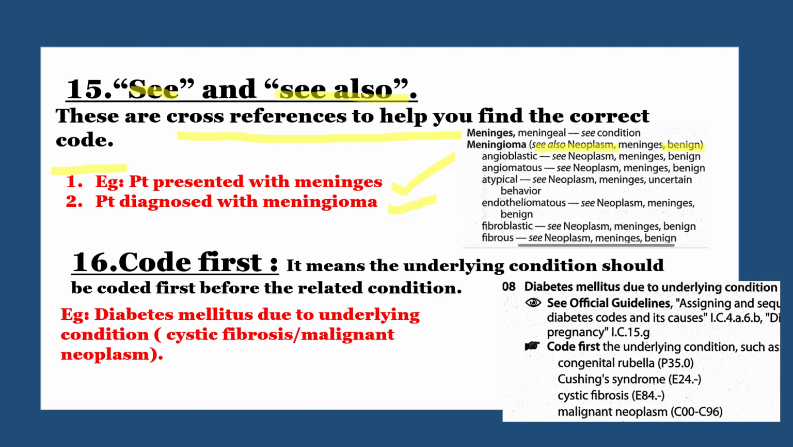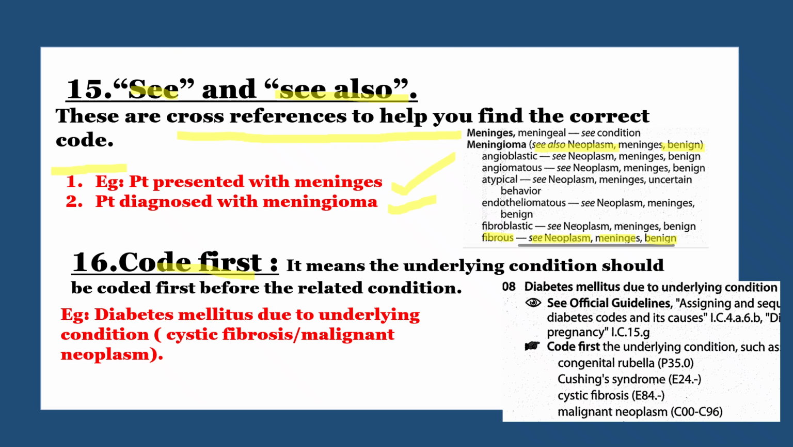You can look at another example here. A patient presents with a fibrous condition. You will search meningioma, fibrous in the ICD book, but it will also say to check neoplasm, meninges, and benign according to the See also instruction. So after that, you have to search the neoplasm condition under the meninges and benign.